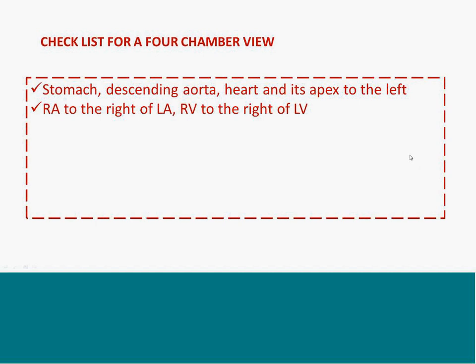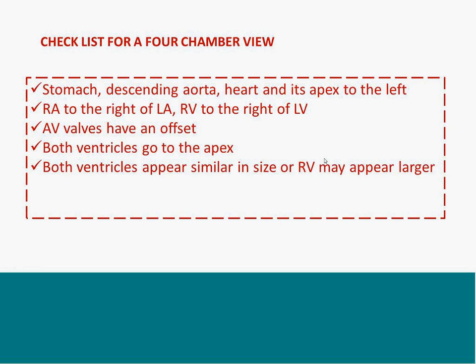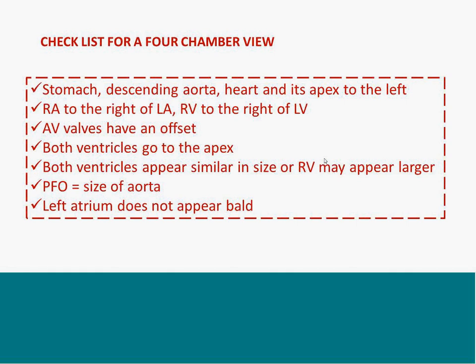I think a lot of significance is related to the foramen ovale flap opening into the left atrium. The systemic venous drainage and the pulmonary veins could be used along with it. The AV valve should have an offset. Both ventricles should be reaching the apex. Both ventricles should appear similar in size, or the right ventricle may appear a shade larger. And the PFO, the foramen ovale, should be of the size of the atrium, and should not appear ballooned. It should be having pulled ears type of morphology.